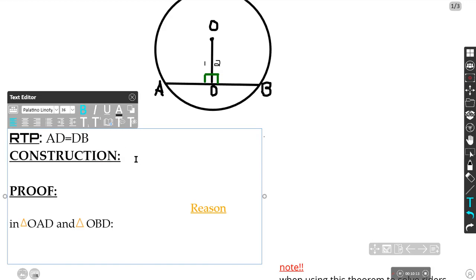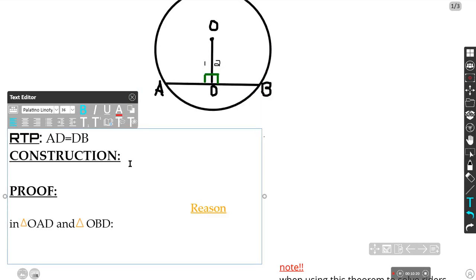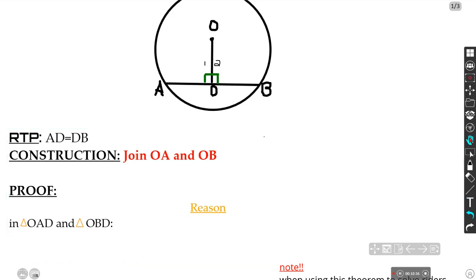So our construction, we need to say, let me choose the right color. Okay, we need to join OA and OB. That is our first step. We need to join OA and we need to join OB, right? That's what we're going to be doing now. So join again here.